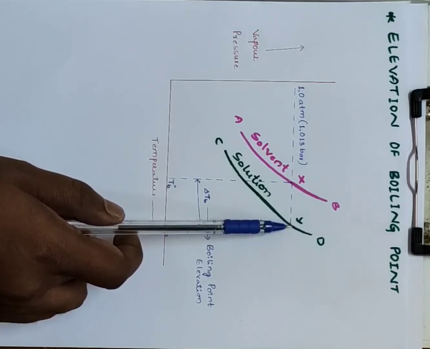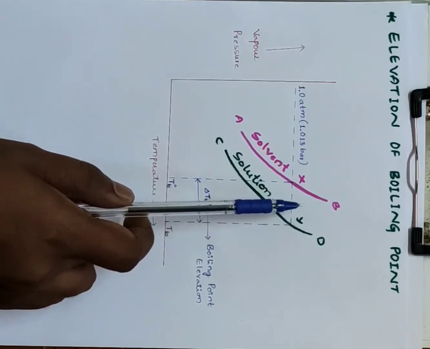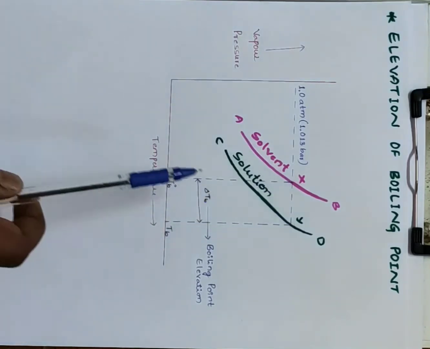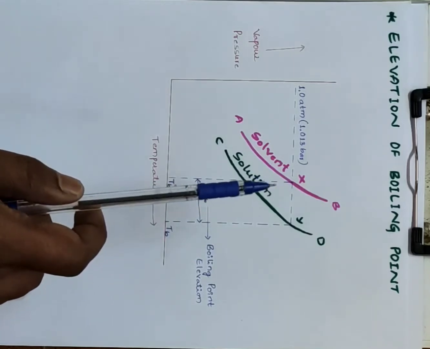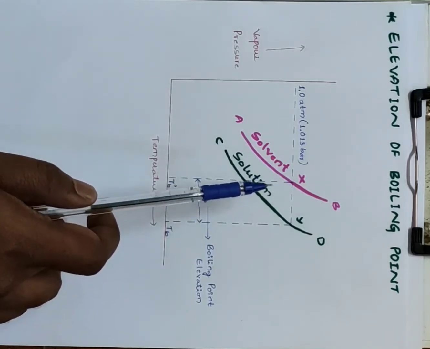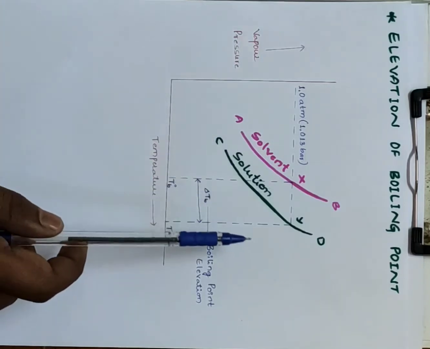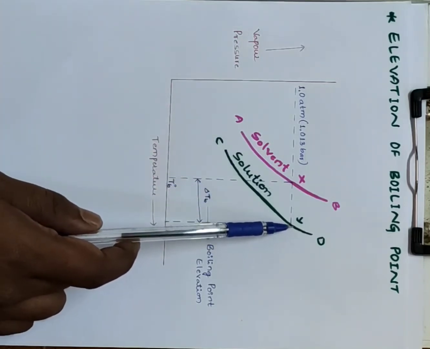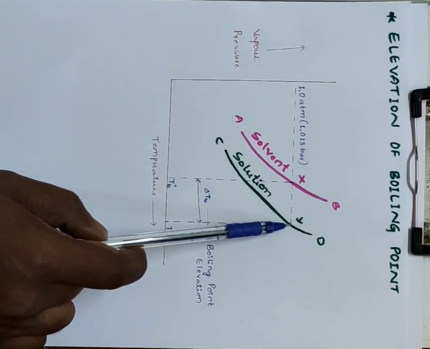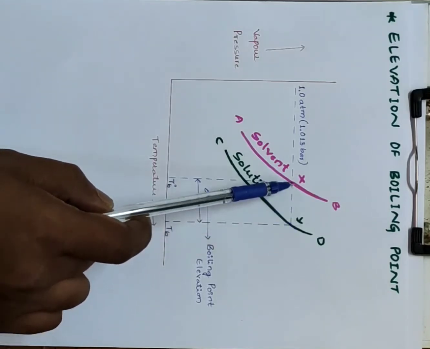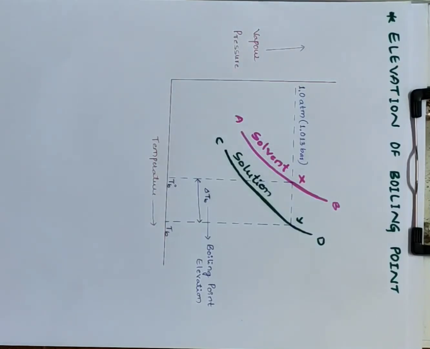If we compare the boiling point of solvent as well as solution, this solution has a higher boiling point than the pure solvent because it consists of non-volatile solute. Since it contains non-volatile solute, it requires more temperature for boiling. Hence, the boiling point of solution is always greater than the boiling point of solvent.